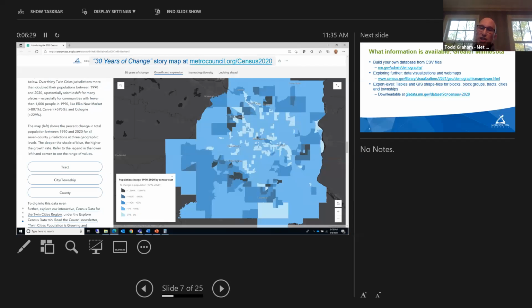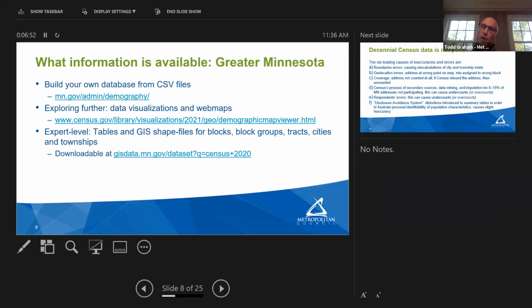Here's a screenshot of that story map I mentioned. You can get to it most easily starting at metrocouncil.org/census2020. I realize I'm sprinting through this fast. I really do encourage you to explore this on your own time, metrocouncil.org/census2020. If you're not in the metro area, the Census Bureau itself has a decent online web map on census.gov.